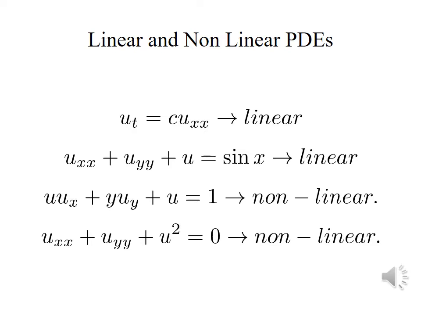You can see the first example doesn't contain any multiple or power of u or its partial derivatives, so it is a linear partial differential equation. In the second case also you don't have any power or multiple of u or its partial derivatives, so it is linear. In the third case you can see u into u_x, so it is non-linear. In the fourth case you can see u squared, so it is a non-linear partial differential equation.